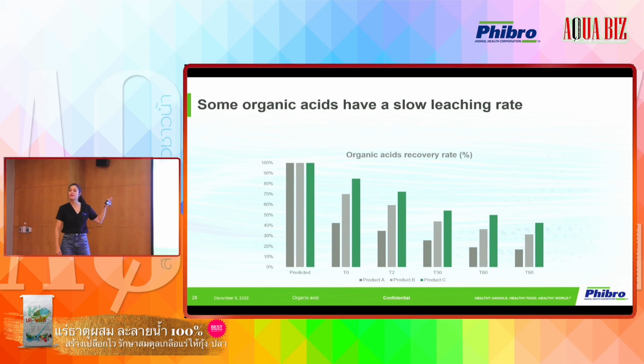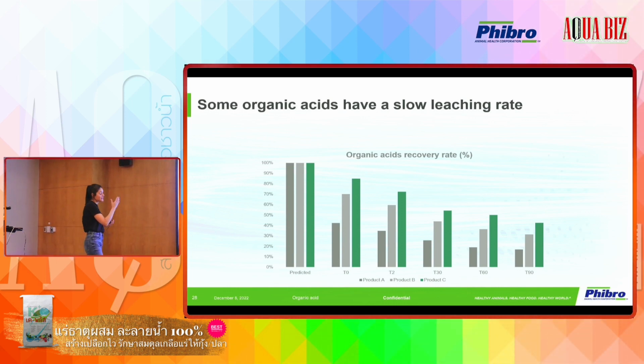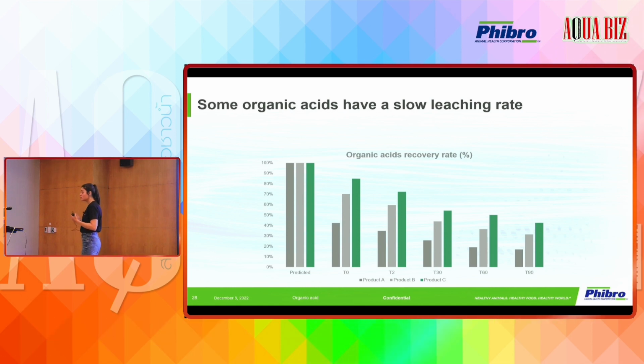And you can see that a blend of 3 organic acids had a substantially higher recovery rate, which means that we were able to find the organic acid in the feed. And the very surprising results were that after 90 minutes in the water, we saw almost 50% recovery of the organic acid, which is quite high for nutritional feed additive. I don't know if you ever conducted those trials for different additives, but seeing after 90 minutes 50% of the product is very high.